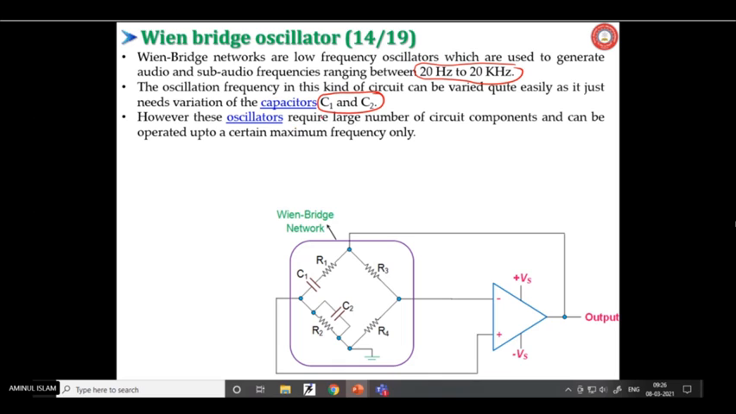However, these oscillators require a large number of components. As you can see here, you have 6 components. So it is not that popular compared to other oscillators which we'll discuss very soon. That is the crystal oscillator.